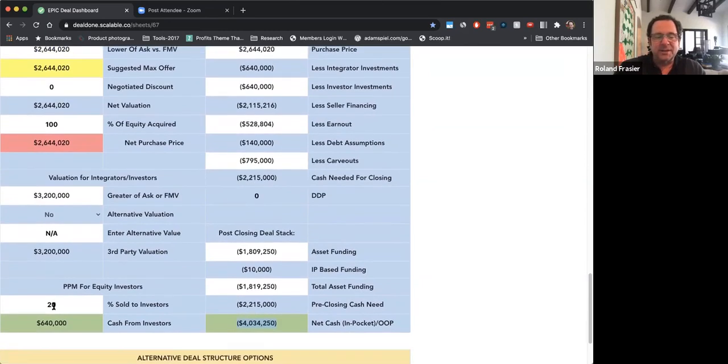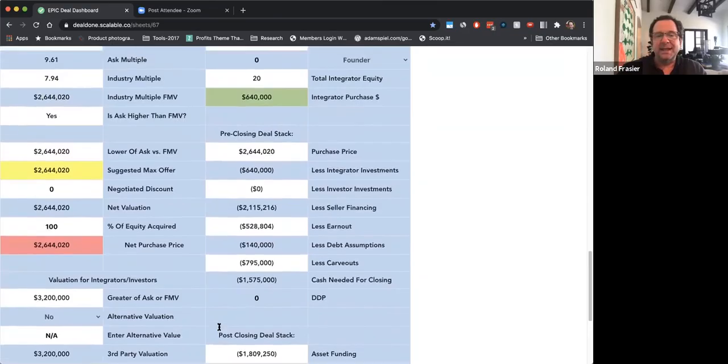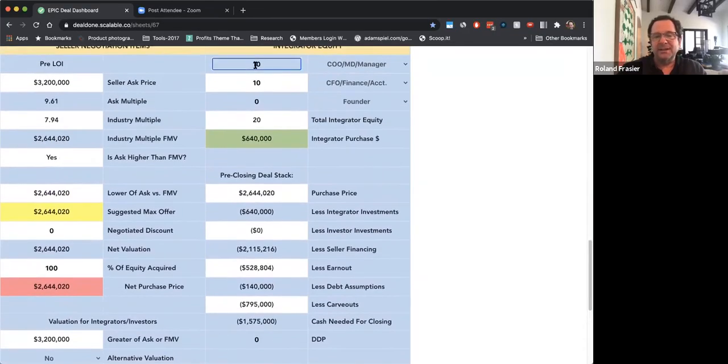Maybe I don't want to go through the hassle of having investors. So I change that to 0. You can see now I'm 3.4 million roughly ahead. And maybe I only want to give 5% to each of these manager people. So I change that to 5.